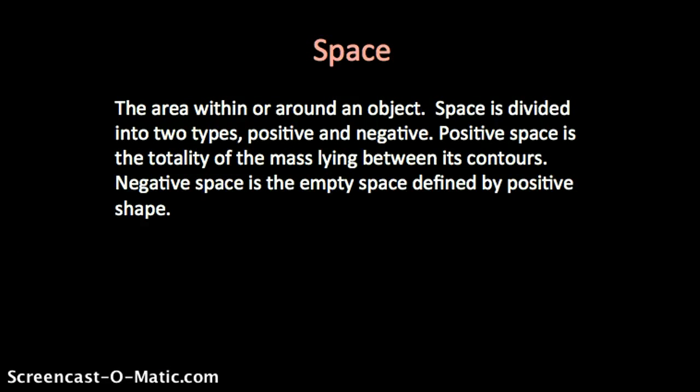Space is the area within or around an object. Space is divided into 2 types, positive and negative. Positive space is the totality of the mass lying between its contours, and negative space is the empty space defined by the positive shape. So if you have an object, the object is the positive space, and all the area around the object is the negative space.